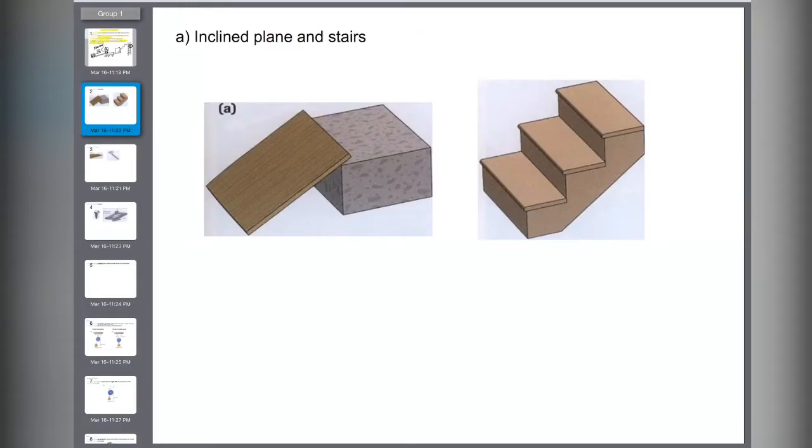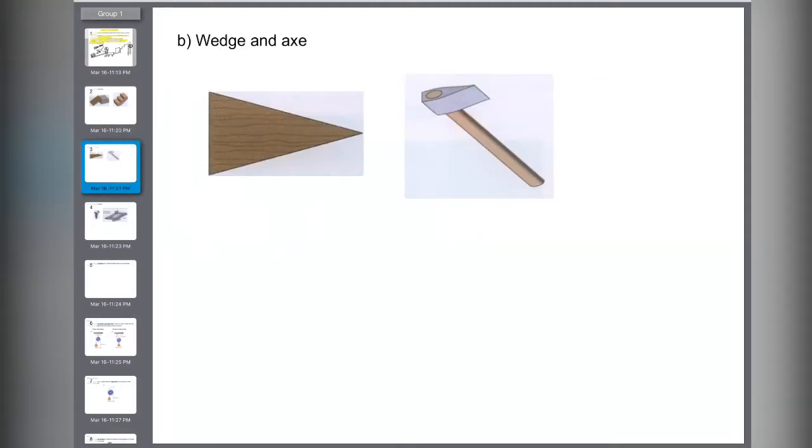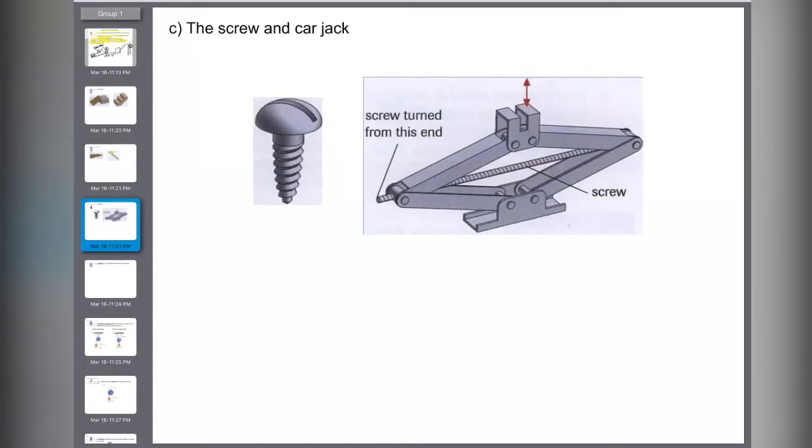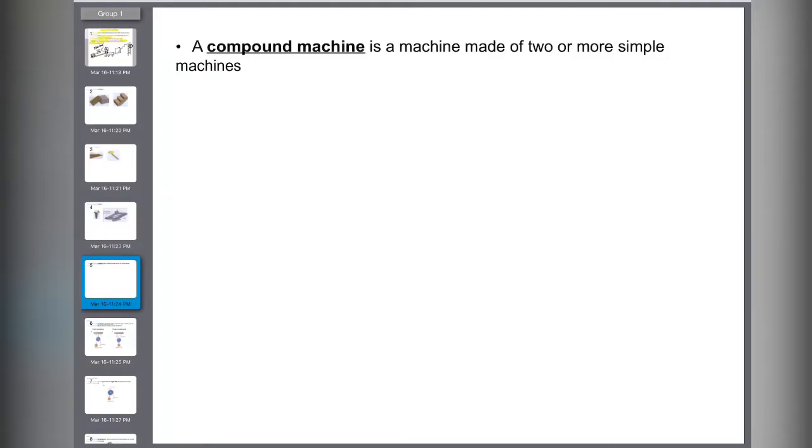So, examples of inclined planes. A stair is kind of like a modified inclined plane. Axe and wedge: see how you can chop through wood by using the inclined plane right here. And then the screw and the car jack all basically take an inclined plane and wrap it around a central shaft to make it into a screw. And then more than that, we have these things called compound machines. The definition of a compound machine is that you put two or more simple machines together, and therefore they form a compound machine. That's a definition that you need to know.